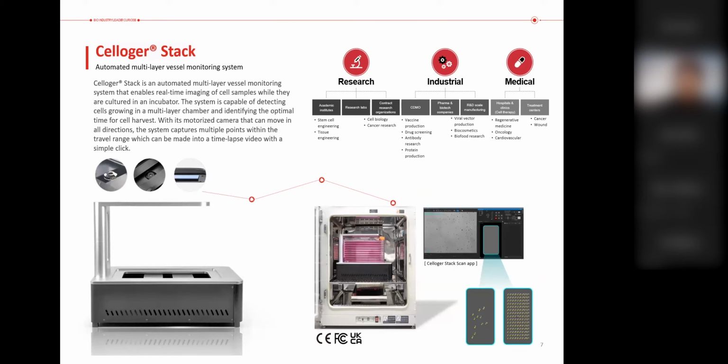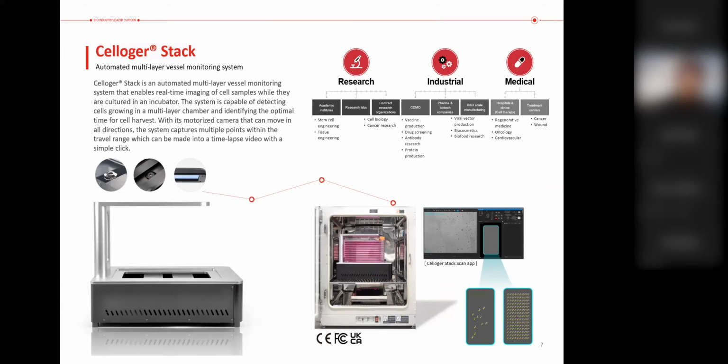And the Celloger Stack is based only on bright field microscopy, but it is much bigger compared to any of the other Celloger products that we have here. The Celloger Stack is mainly targeted for the biopharm industry. As you can see on the picture here, we have a Corning cell stack on the device. Most of the questions we get are whether the device can visualize all 10 layers, and the answer is no.